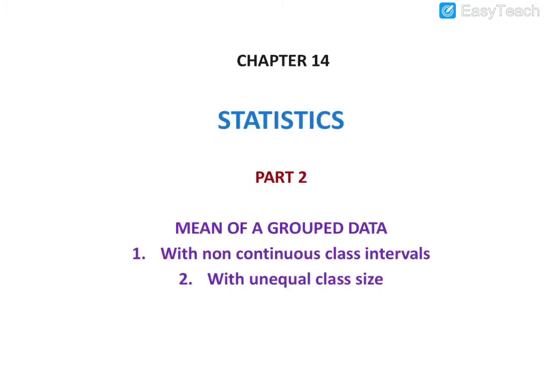We are studying chapter 14 Statistics. In last video class we studied two methods of finding mean of a grouped data. One is the direct method and the second is called the assumed mean method. And we solved two questions of exercise 14.1.